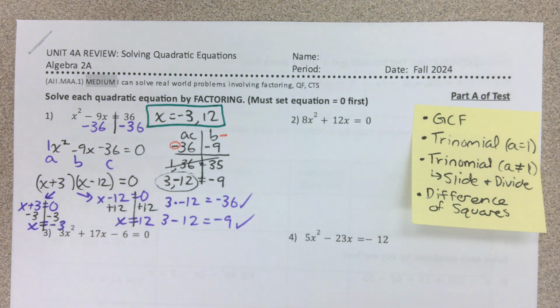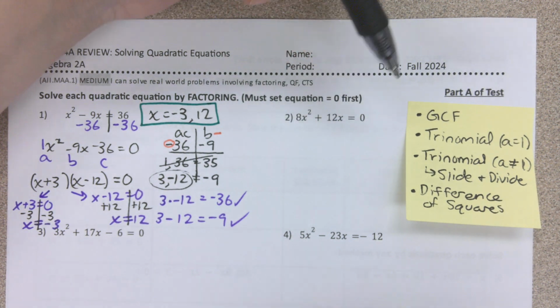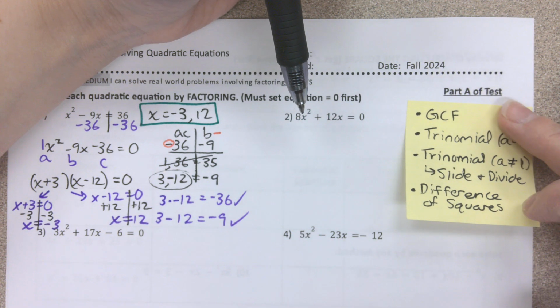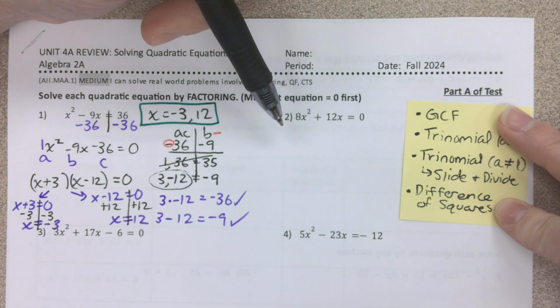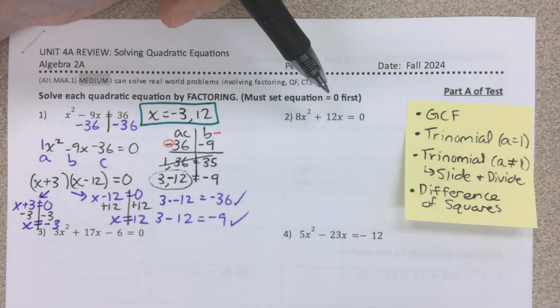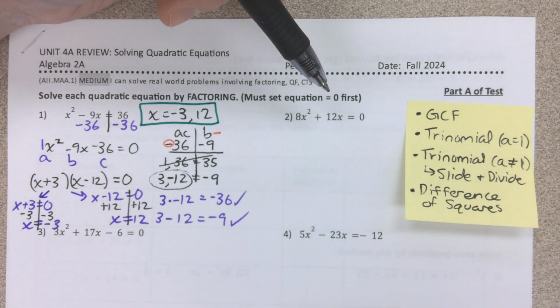Yes. Next, we have 2 terms here. 0 does not count as a term. So it's either a GCF or a difference of squares. Always look for a GCF first, by the way. That is a number 1 factoring must-do: always look for a GCF first.